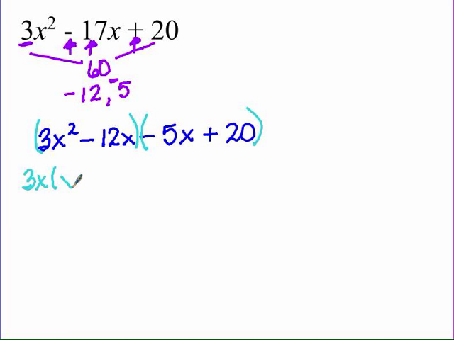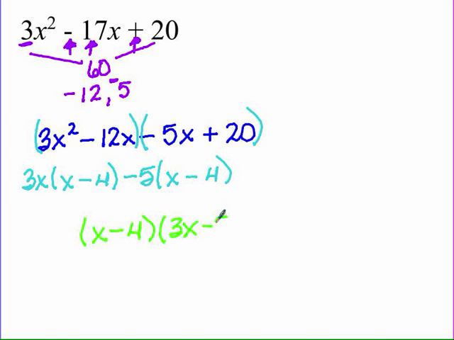x minus 4. What can you take out from the second bunch? -5. Why the negative? Well, you want to get a positive x, that's right. So -5 times what will give me 20? -4. Very good. What will my factors be then? x minus 4 and 3x minus 5. Nice job. All right, questions? We've looked at quite a few examples.